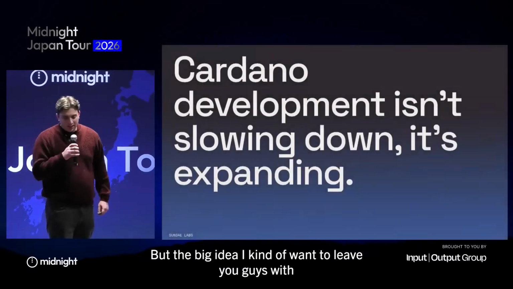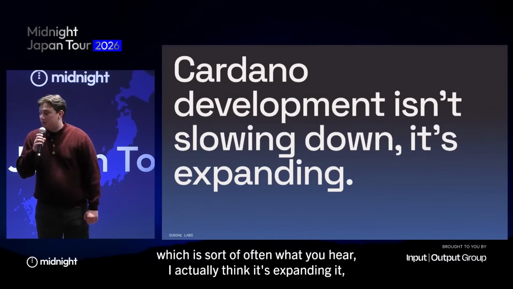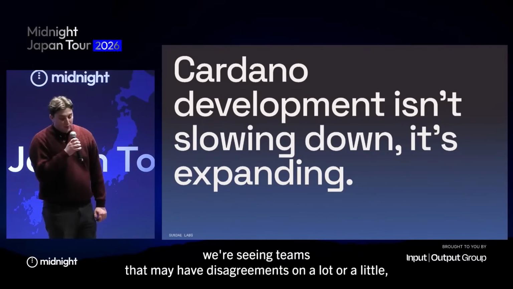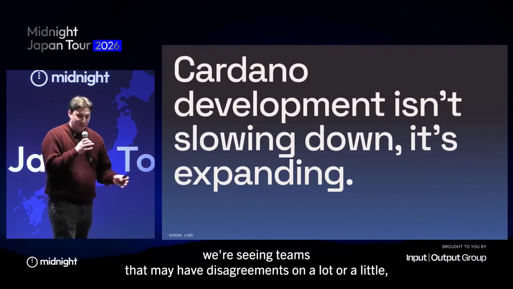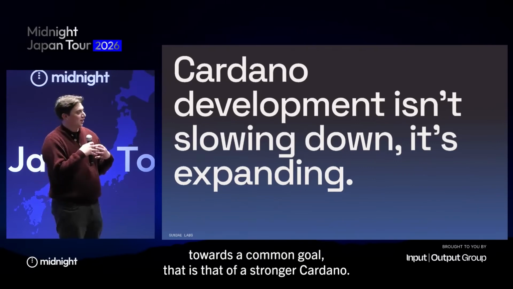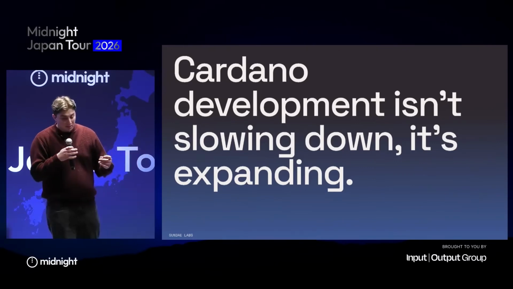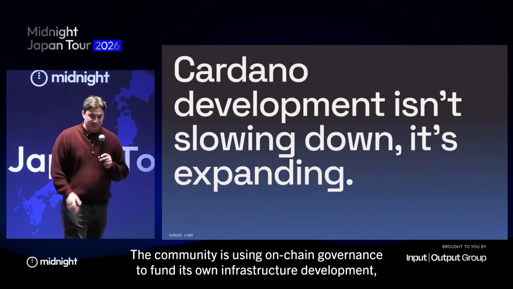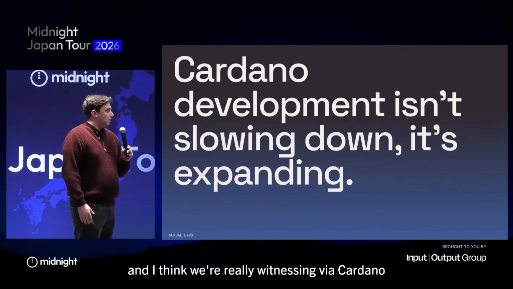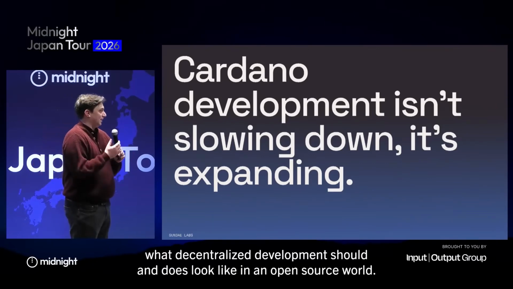But the big idea I kind of want to leave you guys with is that node diversity isn't slowing down Cardano development, which is sort of often what you hear. I actually think it's expanding it. We're seeing teams that may have disagreements on a lot or a little, working independently but towards a common goal that is that of a stronger Cardano. The community is using on-chain governance to fund its own infrastructure development. And I think we're really witnessing via Cardano what decentralized development should and does look like in an open source world.